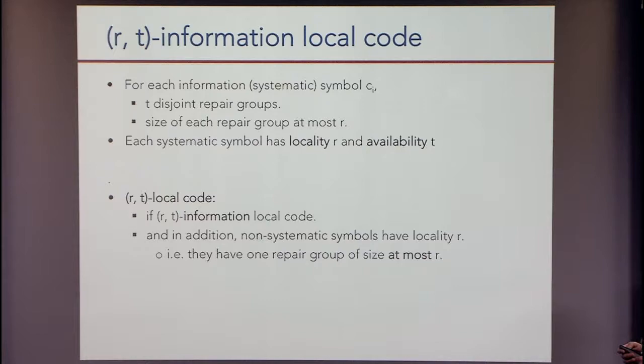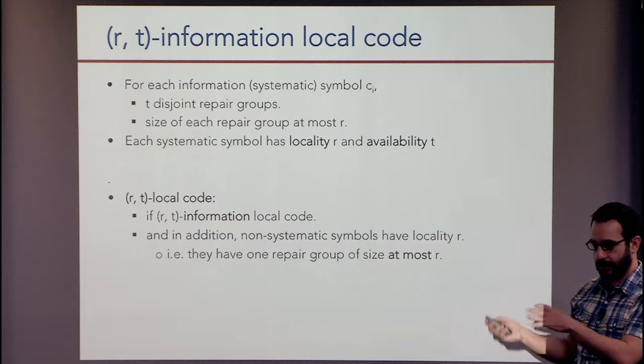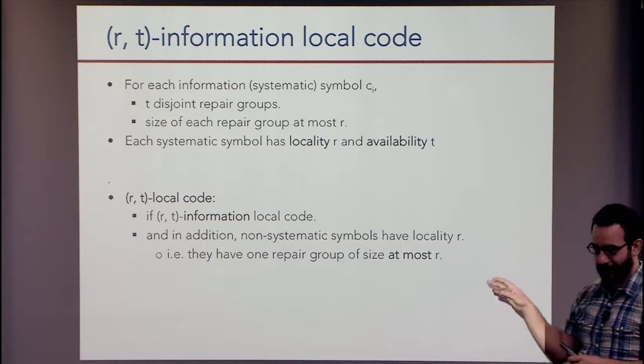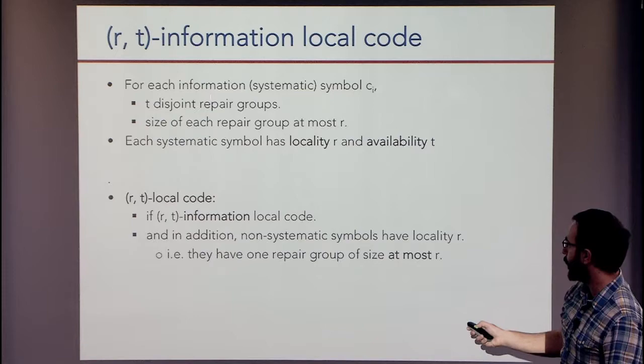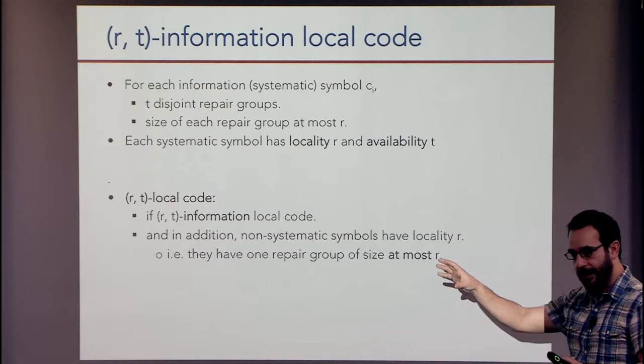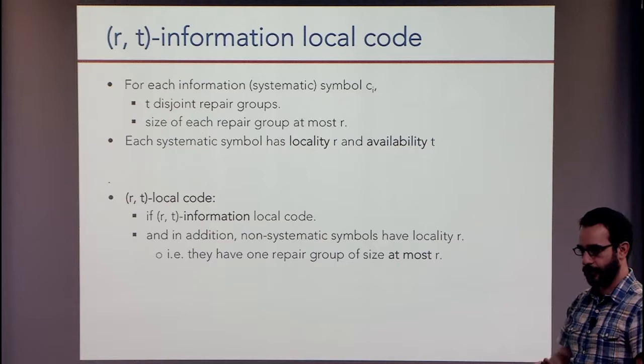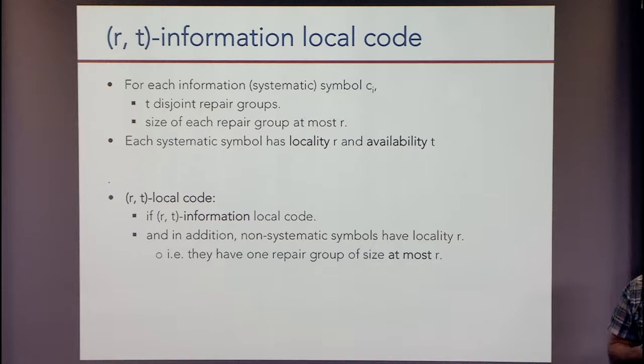Information local means, so these are Ankit's buzzwords that I may be using here. The first one is T disjoint repair groups, and I also want each one to have locality R. Now this is only for the systematic symbols. For the parities, you can ask for just locality. That's what Ankit was calling, I think, (R, T) availability. It doesn't matter what you call it; I will always describe what it means, because I'm also confused. Basically, for every symbol you can ask how many groups there are and how big the groups are.